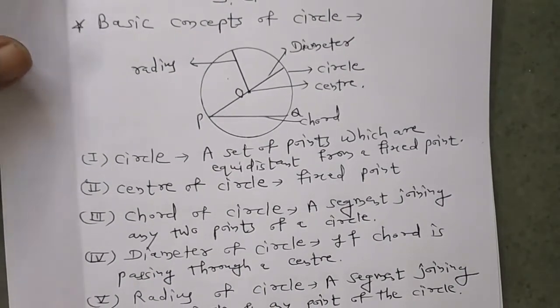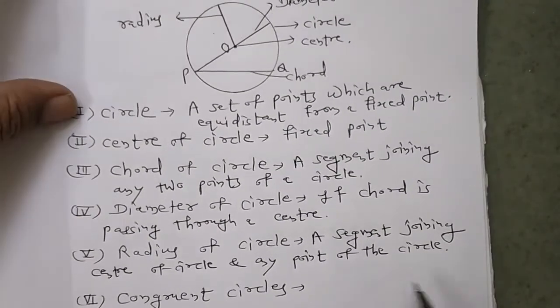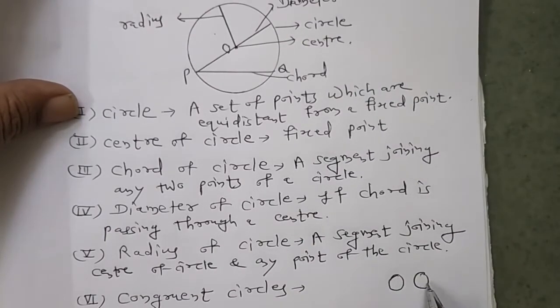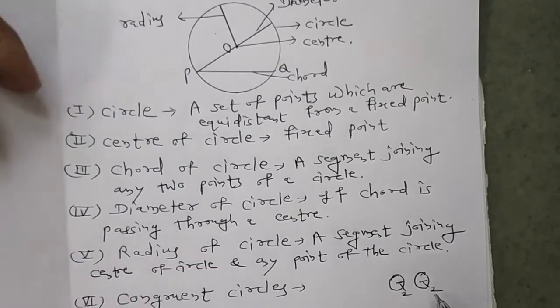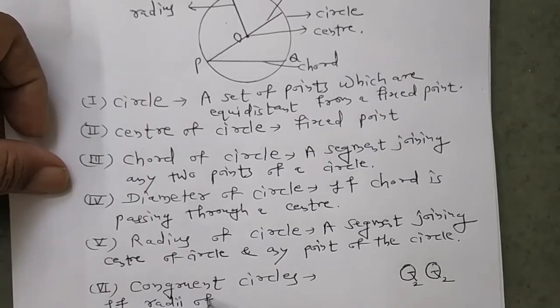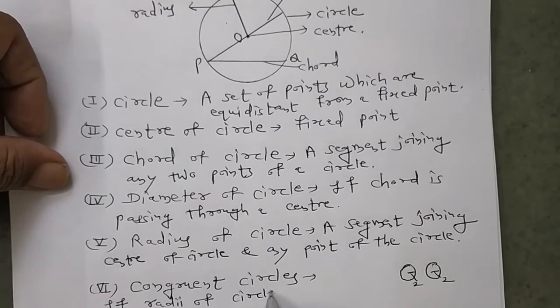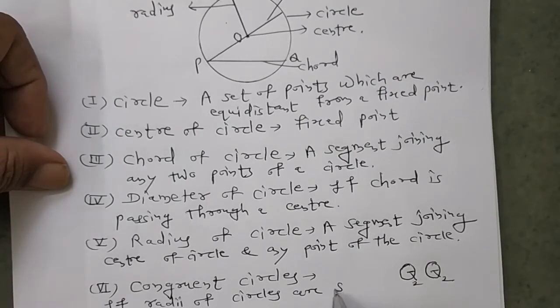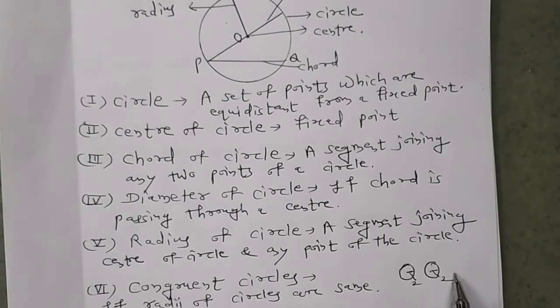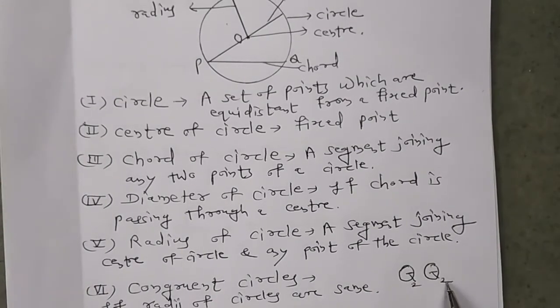Congruent circles. Suppose the radius of this circle is 2, and the radius of this other circle is also 2. If the radii of circles are the same, those circles are called congruent circles.